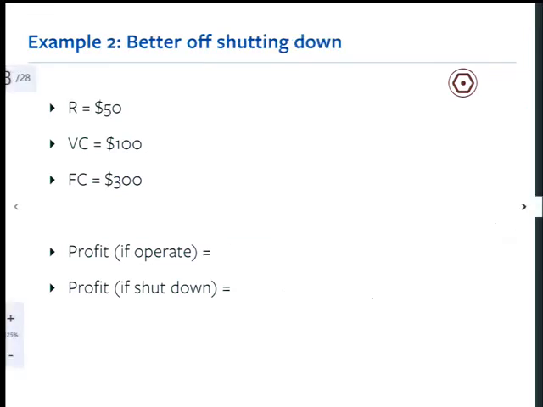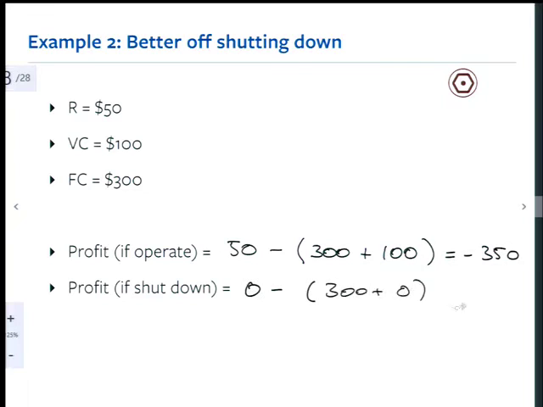What would this look like for a firm that shouldn't operate? Well, this particular firm, a different firm, if it produces at its Q star, gets $50 of revenues. Its variable costs are $100. Its fixed costs are $300. So if it operates, it gets $50 in total revenue. Its total cost of production is $300 plus $100, so $400 of costs, $50 of revenues. This firm loses $350. If the firm shuts down, it gets $0 in revenue. It pays $300 in fixed costs, has 0 variable costs, so it loses only $300. So this firm is clearly better off by shutting down.